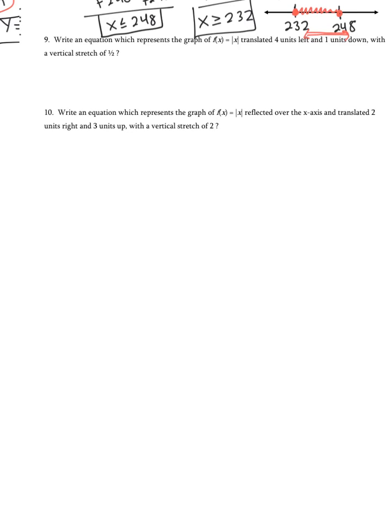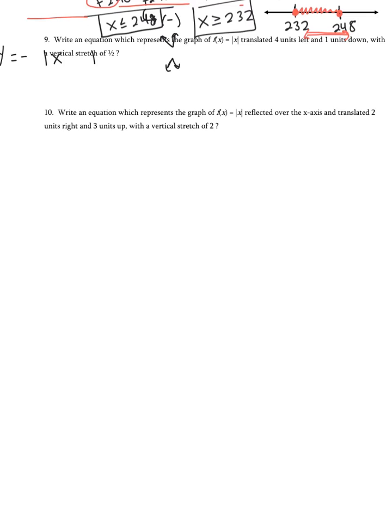Number 10, we've got the same parent function, so I know I need the absolute value bars somewhere in there. It was reflected over the x-axis. We went 2 units to the right, 3 units up, and a vertical stretch of 2. So that's a lot happening. So I'm going to set up my equation. If I am reflected over the x-axis, that means that you have a negative sign in the front somewhere. So I'm going to put a negative sign here that stands for that reflection over the x-axis. Reflected over the x-axis means that your graph used to be facing upwards like this. Now it's going to be going downwards like this.